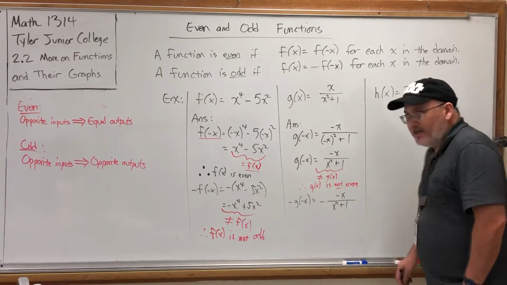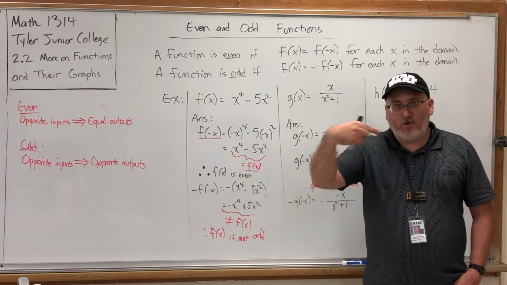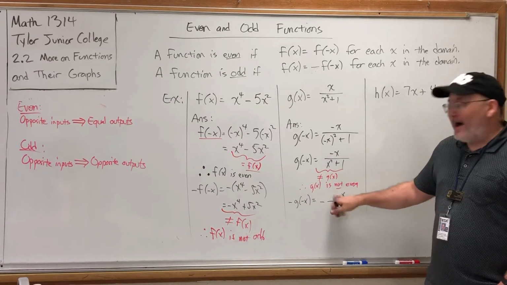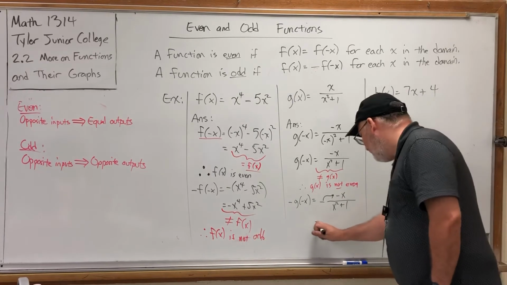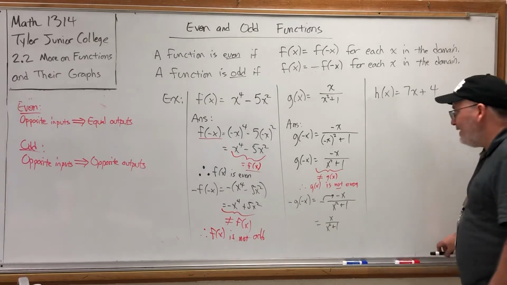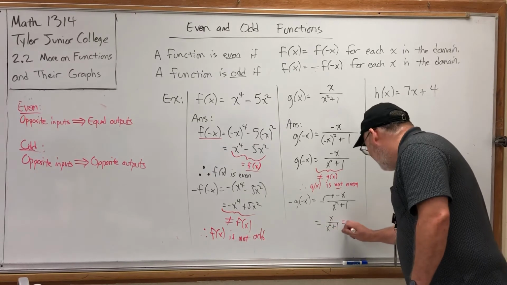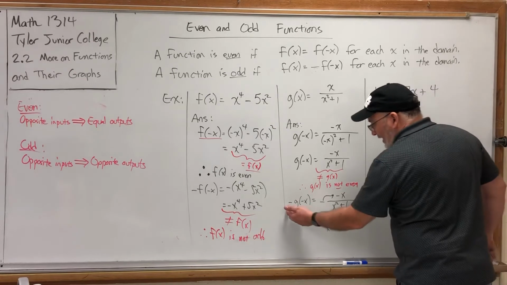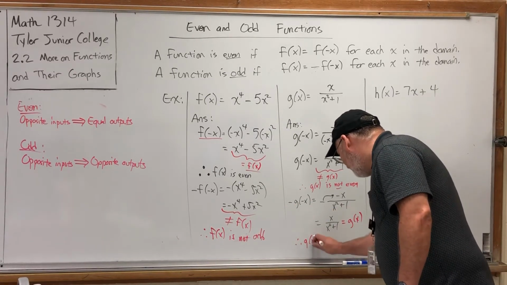Here's a little story about negatives and fractions. They can go in 3 places: in front, on the top, or on the bottom. Guess where I'm going to put this negative? On top. Why? Because if I put it on top, negative times negative makes positive. So the top becomes a positive x, the bottom is x squared plus 1. Is this the original? It is. This equals the original function. And since the original function is equal to the negative of g of negative x, the conclusion is that g of x is odd.